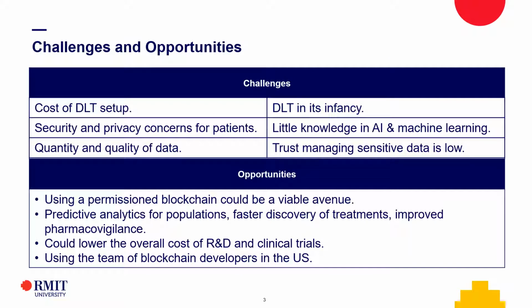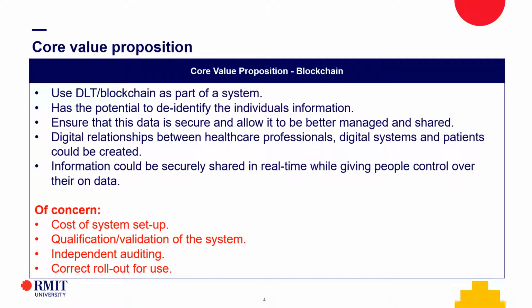The challenges for us using DLT include the cost of setup and collation of data, as well as security and privacy concerns for our patients. The quantity and quality of data is also a challenge. Disruptive technologies, including AI and machine learning, as well as blockchain, are in their infancy, as you guys know. Also, trust in institutions managing sensitive data is low right now. So using a permissioned blockchain could be a viable avenue for us. This approach would be of great benefit to our patients and could lower the overall cost of R&D in clinical trials. And in the interim, I think the opportunity could be further explored by using you guys in the US as our blockchain developers. So let's use blockchain as part of a system.